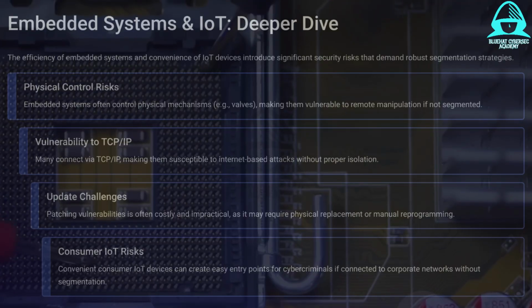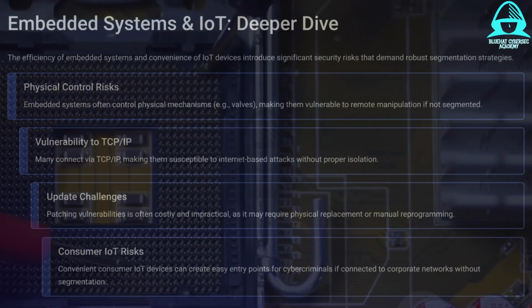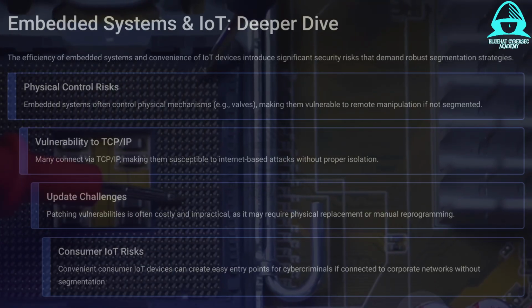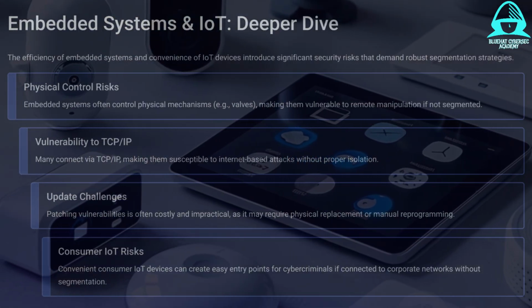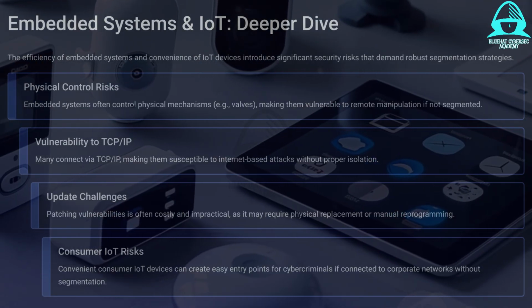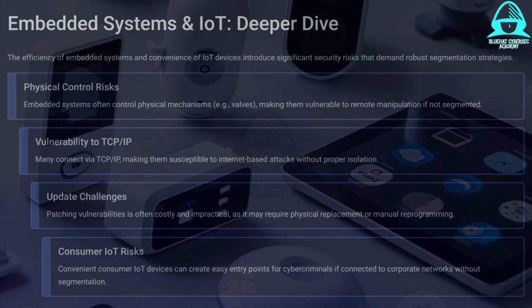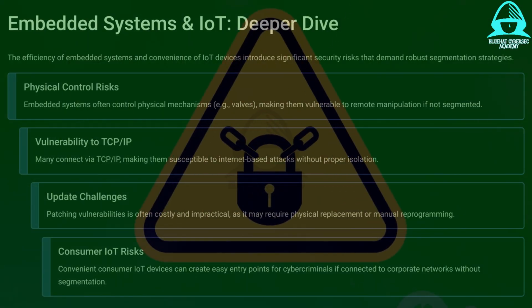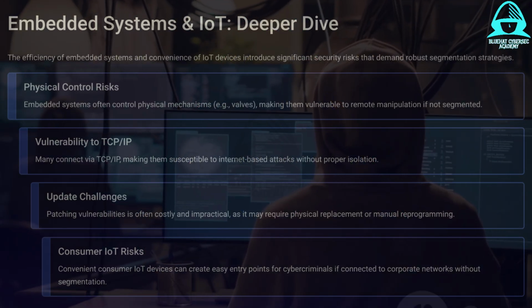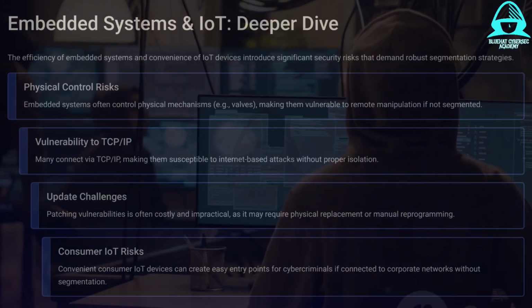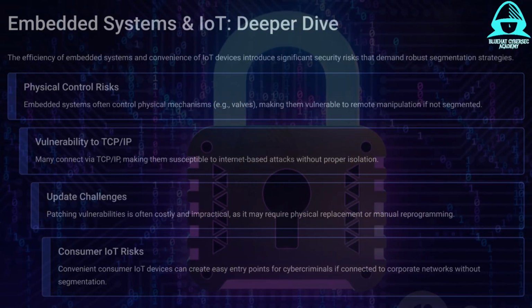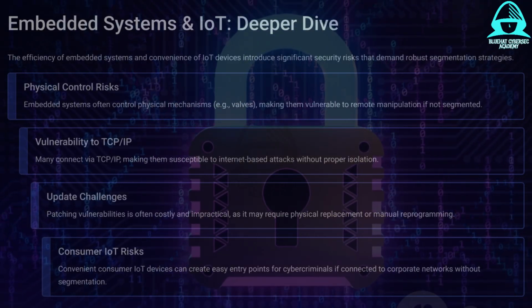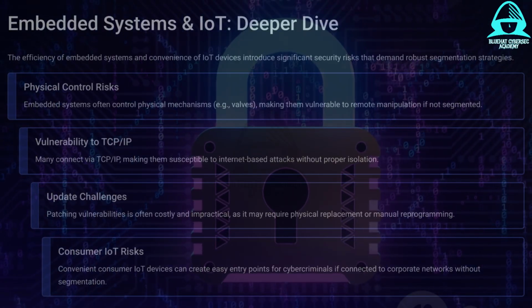Another challenge is the lack of system updates. Many embedded systems require physical replacement or manual reprogramming of chips to patch vulnerabilities, which is often costly and honestly impractical. Consumer IoT devices, cameras, light bulbs, speakers, refrigerators, and more introduce convenience, but also risk. While reputable brands often provide updates for security vulnerabilities, smaller manufacturers may not. When connected to corporate networks, these devices can create easy entry points for cybercriminals. Proper segmentation ensures that even if an IoT device or embedded system is compromised, attackers cannot access corporate data or systems.